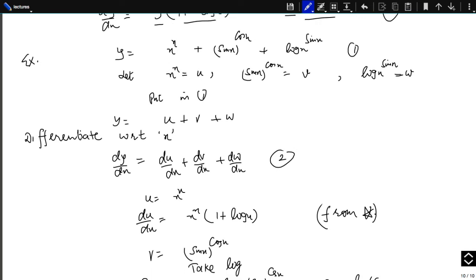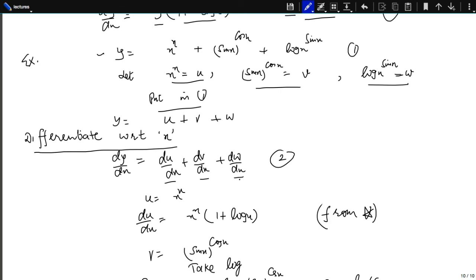Next we do is y is equal to x raised to x plus sin x raised to cos x plus log x raised to sin x. This is very important. We suppose these three functions individually. First function as u, second function as v, third function as w. Put in these values, y function becomes y equal to u plus v plus w, and we have to differentiate it with respect to x. The whole function has three derivatives. First derivative du by dx, second derivative dv by dx, third derivative dw by dx.